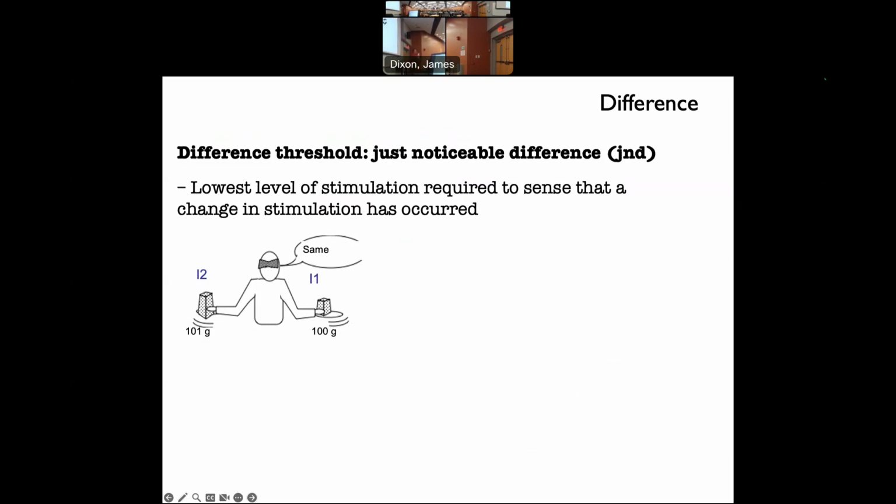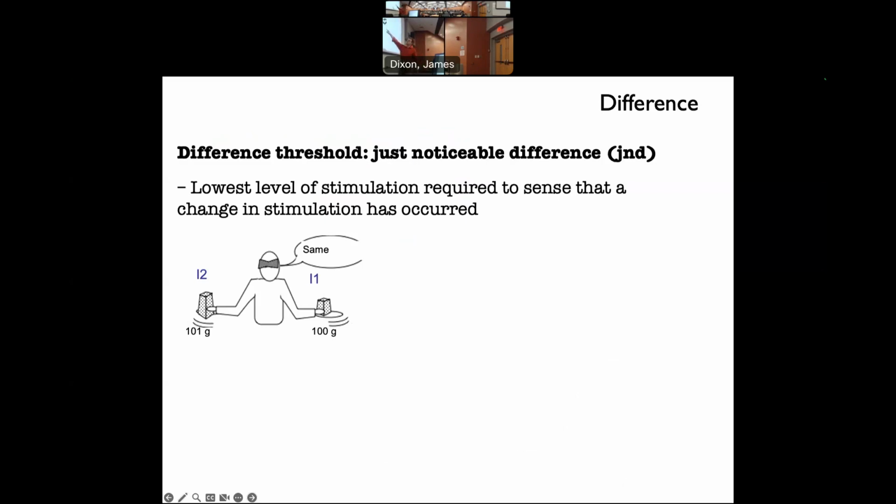Oftentimes, you'll start with one as the standard. This is just a matter of convenience. You'll see it also play into the formalism that we're going to talk about, so that's why I bring it up. So let's say this one is the standard. Okay, so this is my standard. Now you hand me this one, and I do the same-different. Okay. Simple. I think this one's heavier. I'm not sure. Very close to the JND. So that's how it's done.